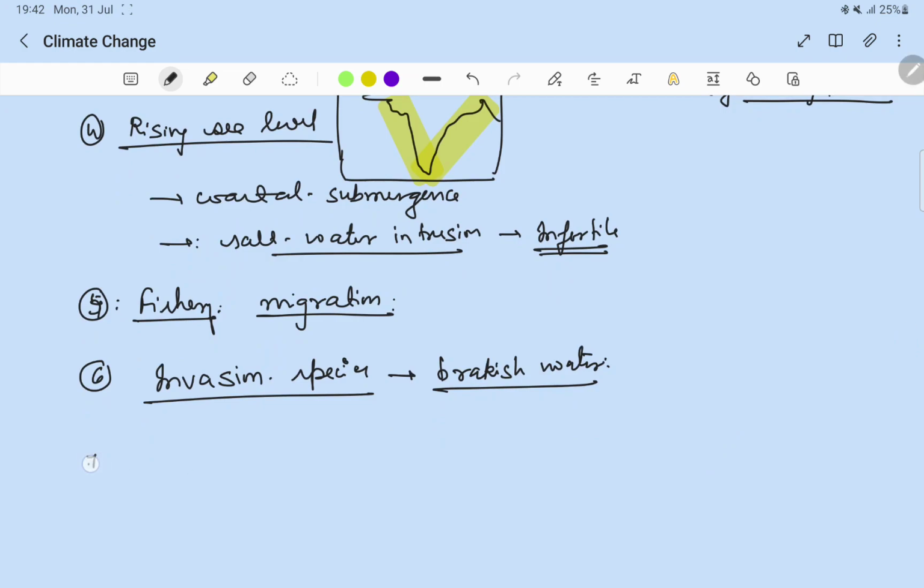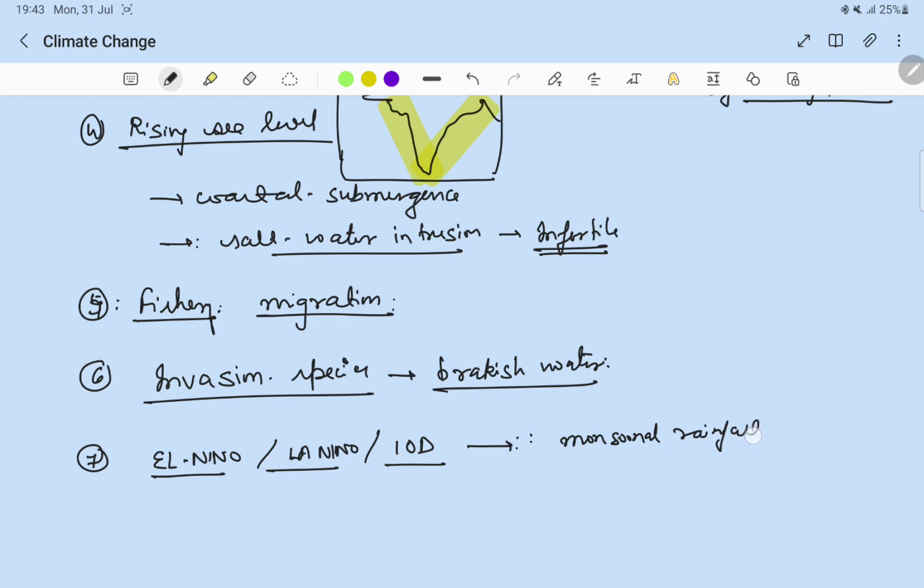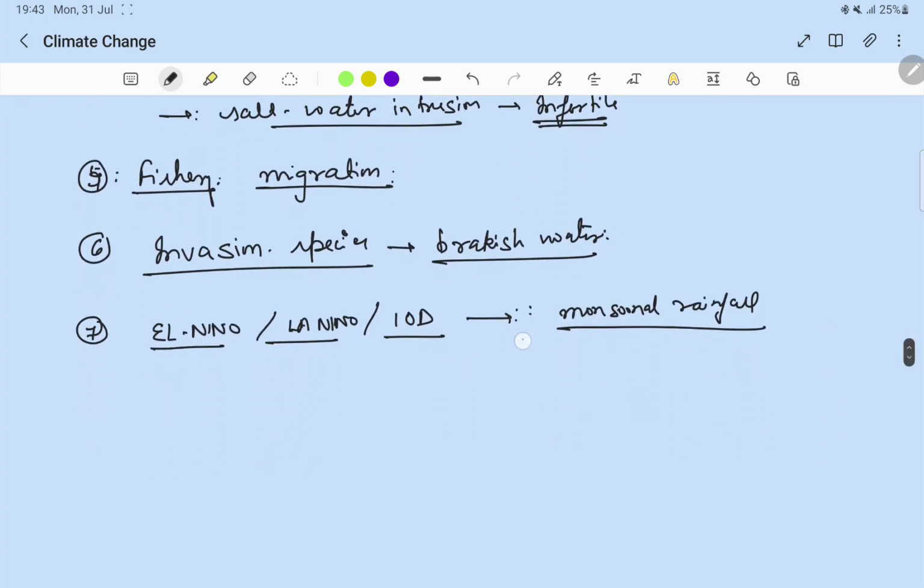Then climate change is also creating La Nina and El Nino. So El Nino, and then La Nina. Then we have the Indian Ocean Dipole. All this impacts us, because it all impacts what? The monsoonal rainfall. And this monsoonal rainfall is not just important for farmers. They are important for farmers, they are also the source of water to rivers.